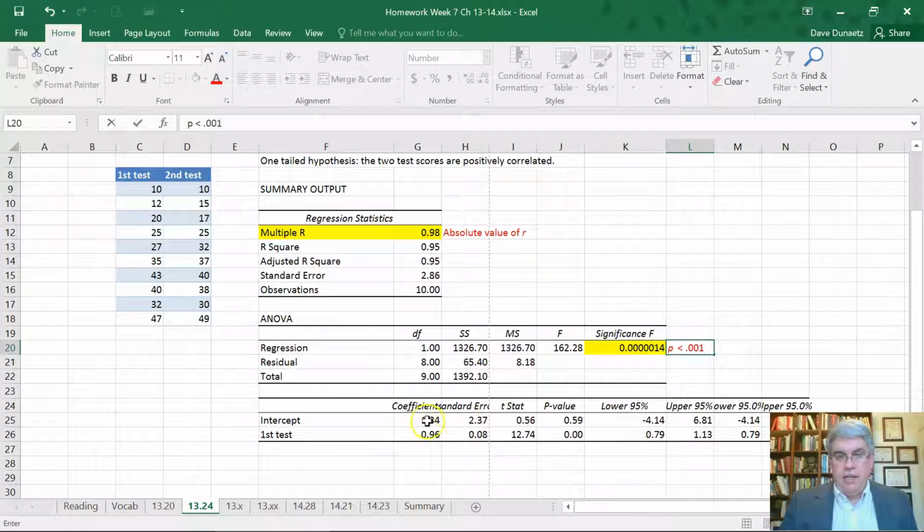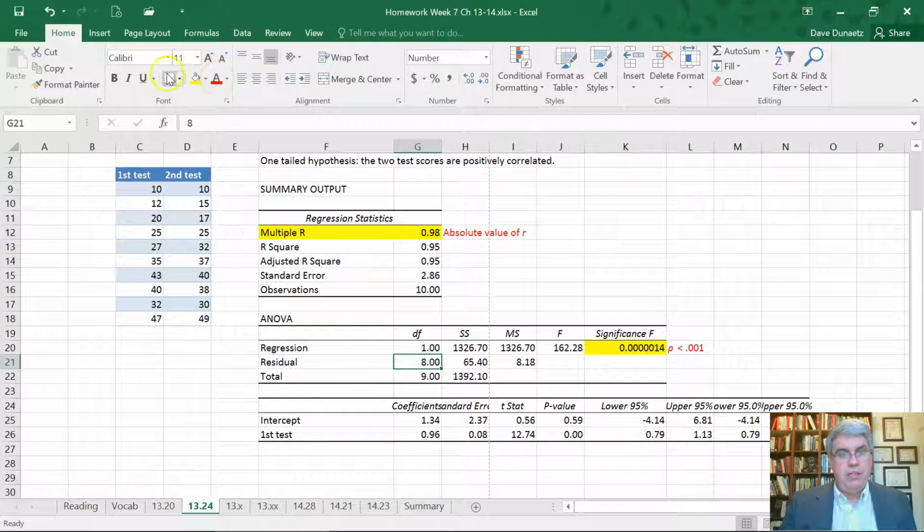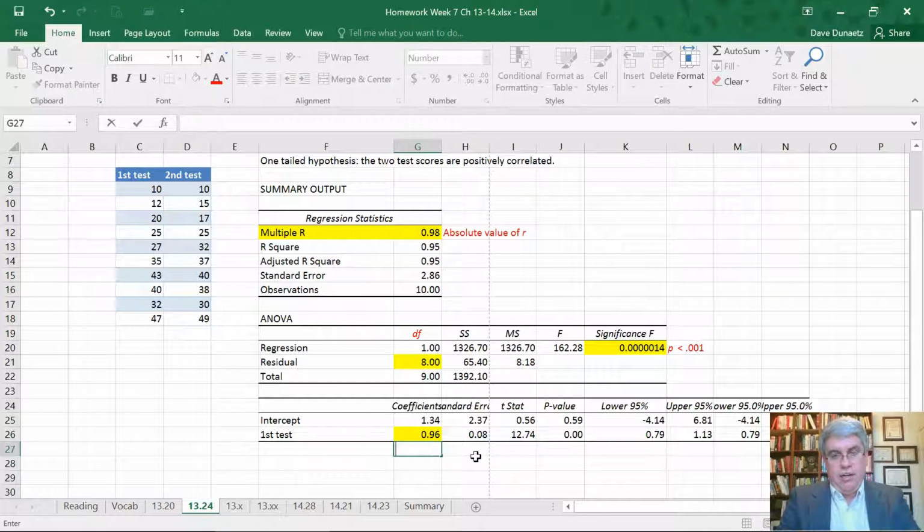And then the degrees of freedom, that's here. So the degrees of freedom are 8. And this coefficient there is the sign of R. Let's see this in red also. The sign of R is positive. It's the same sign as the coefficient there.